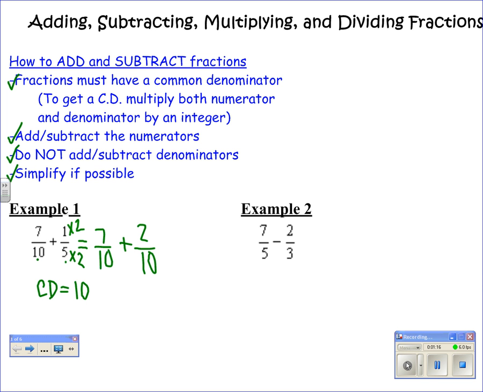Now that I have a common denominator, I can now add my numerators. 7 plus 2 is 9, divided by my denominator stays as is, so 10. Therefore, my final answer is 9/10.